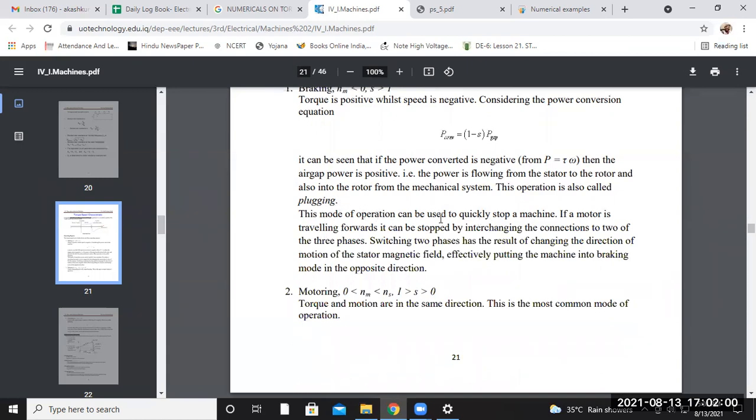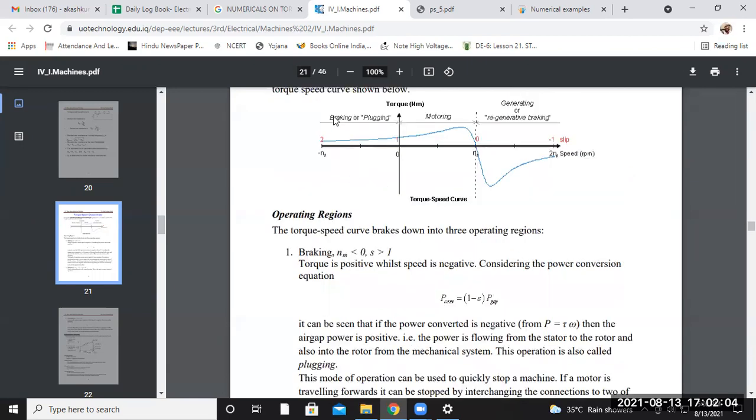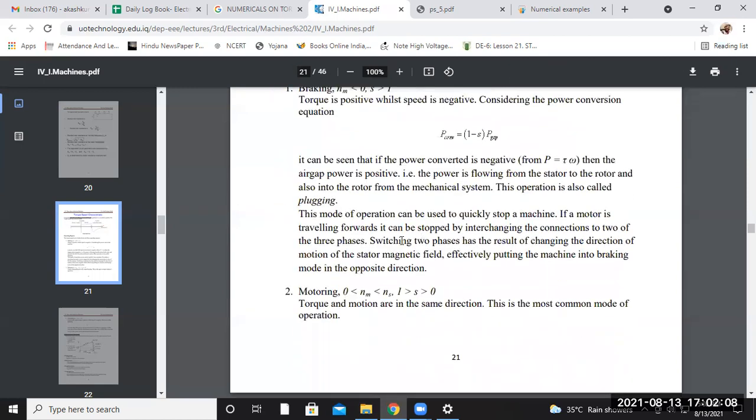Now, this mode of operation can be used to quickly stop a machine. Regenerative braking or plugging, braking is mainly applied to stop a machine. So from that concept, we can say that this mode of operation can be applied to quickly stop a machine.